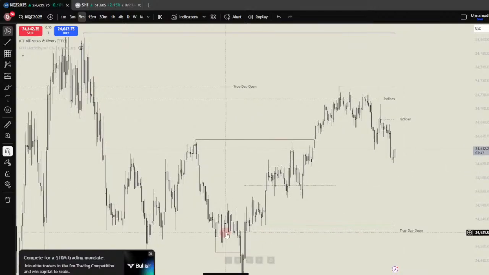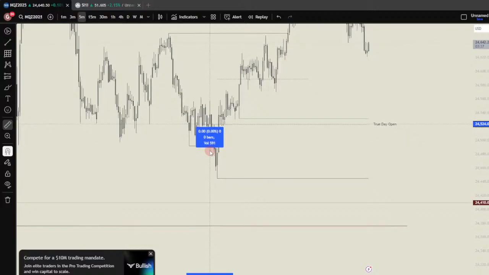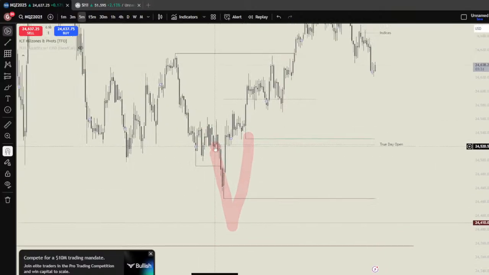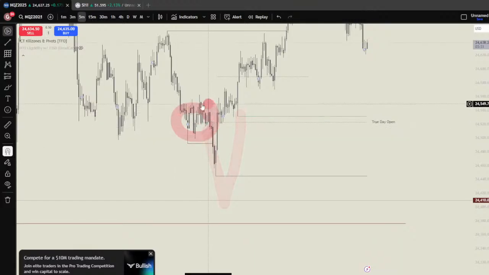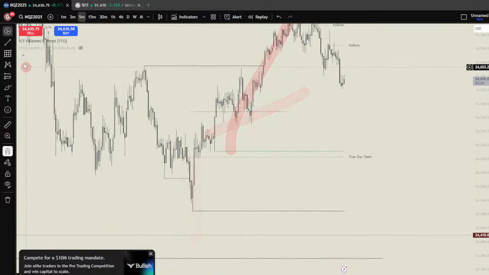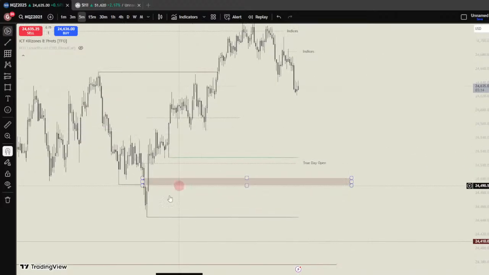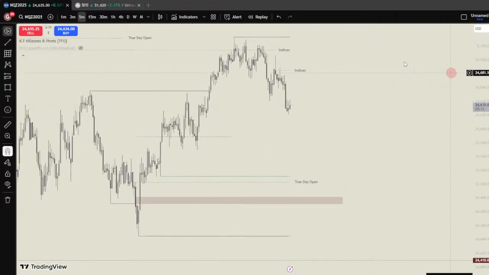We have our true day open here, right? So we have this beautiful V-shaped recovery. This is my IFEG model, obviously. We get that accumulation here, sweep out of it, V-shaped recovery, and you go long off of that. So yeah, I would be targeting that to hold. I would like to see that help bullish expansion up higher, but we'll see.